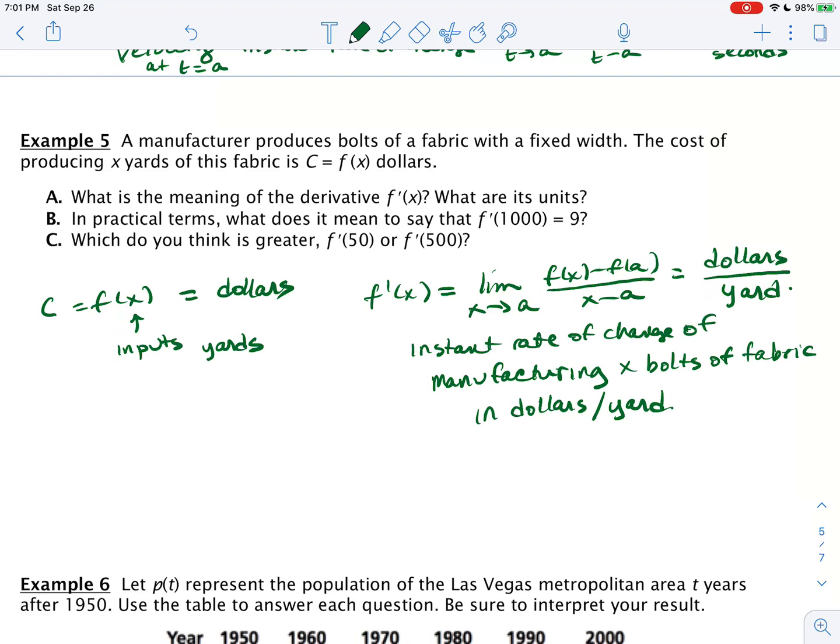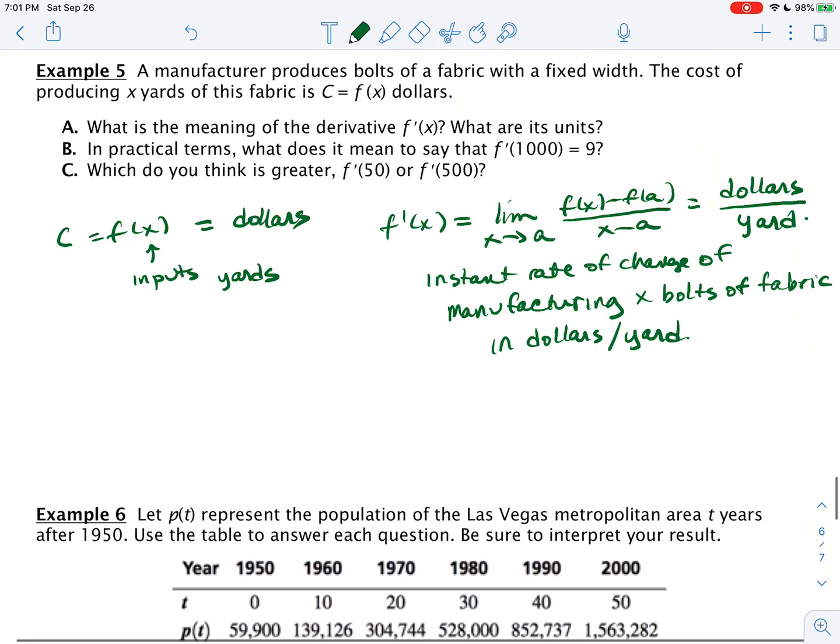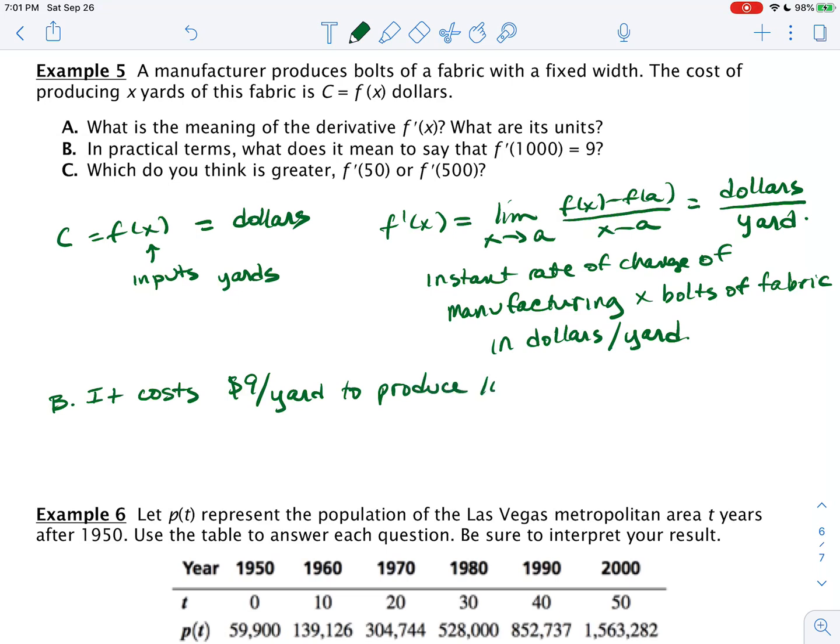So in practical terms, what does it mean to say that f prime of 1,000 equals 9? So you can say in part b, it costs $9 per yard to produce 1,000 yards of fabric. That's the going rate. So if you wanted to produce another yard of fabric, it's going to cost you $9 per yard, just at the very next one.